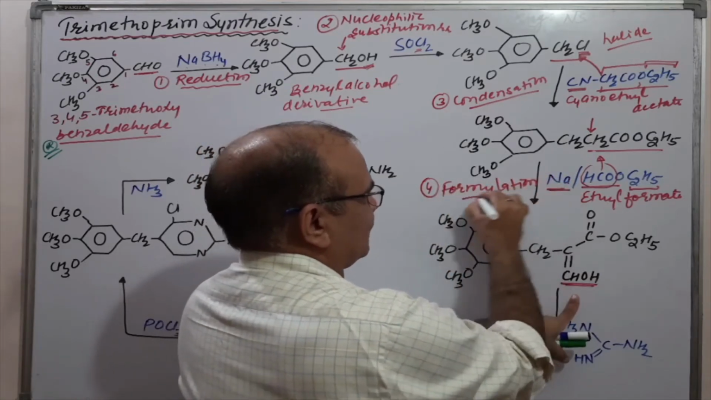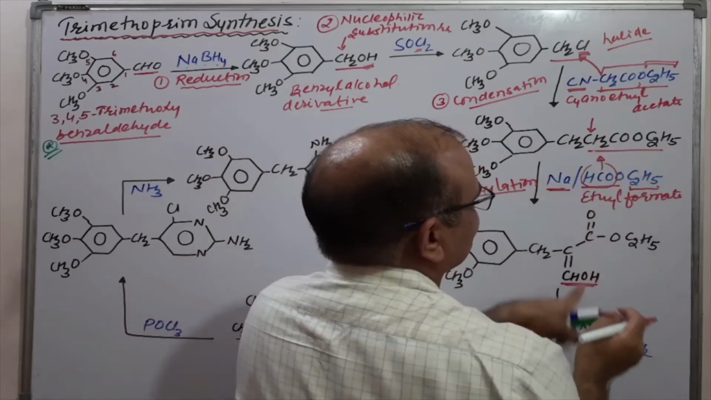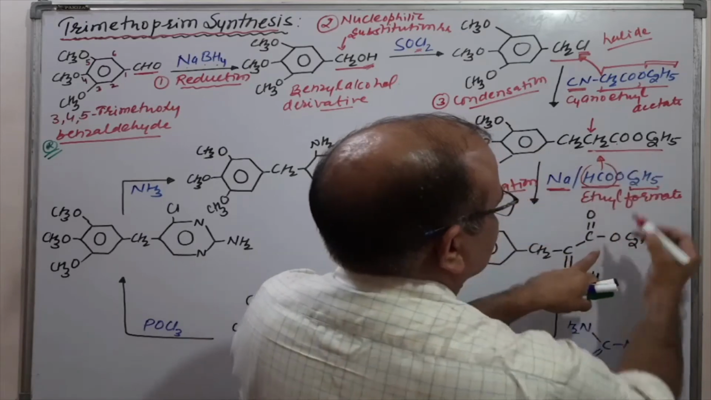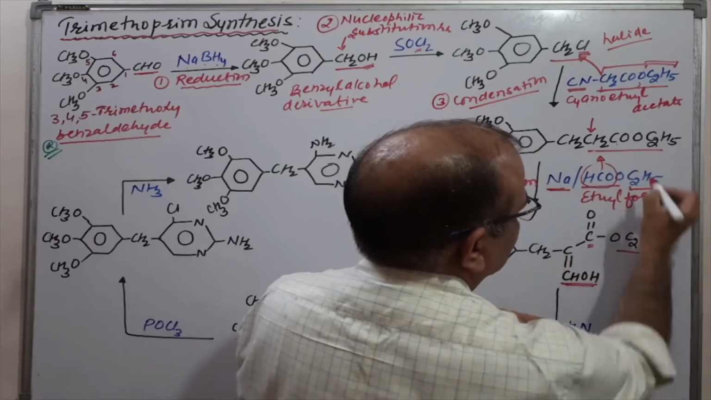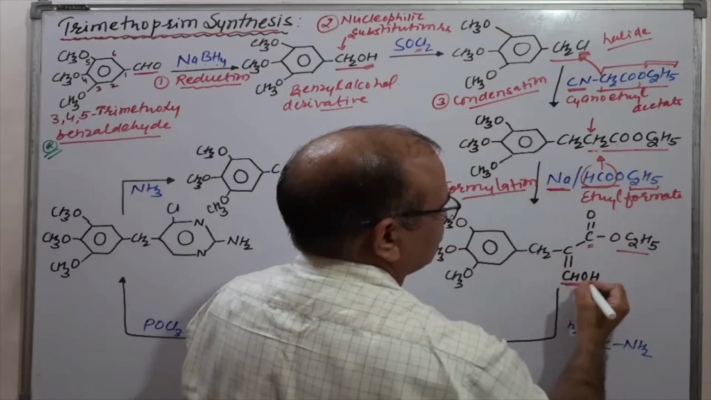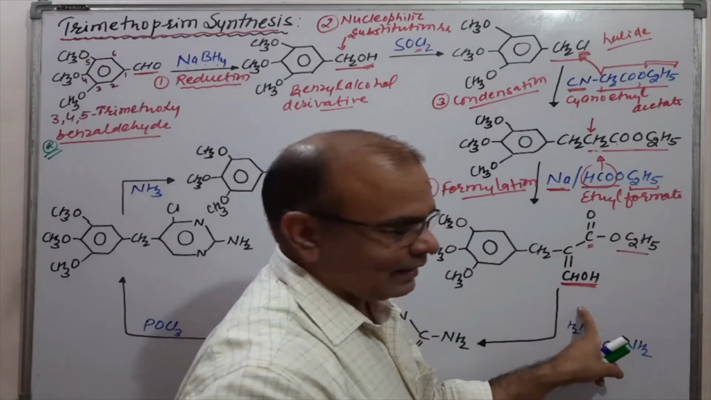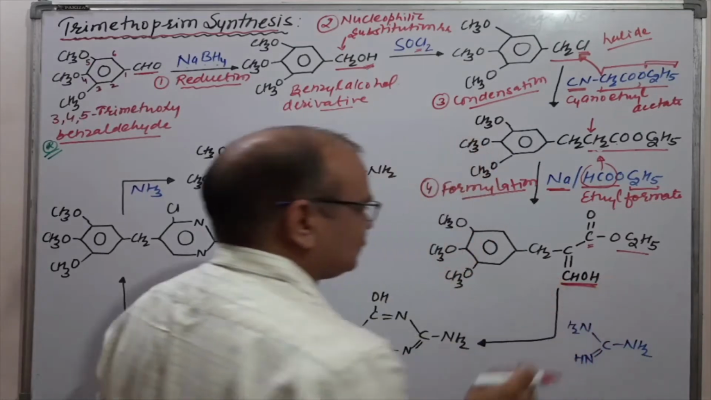That is formylation. Okay, see both hydrogens are removed, and this carbon, and this methoxy, and here both hydrogens are removed and replaced by this CHOH. Clear? This is the double bond substitution.